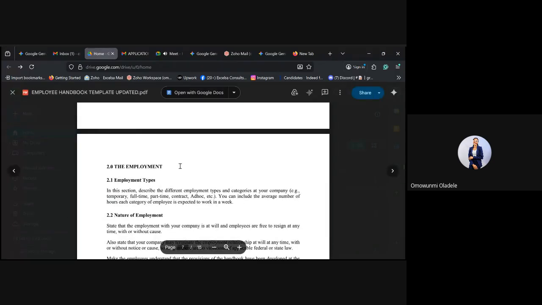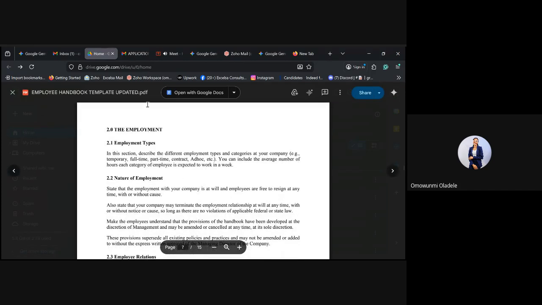Some people start with recruitment, because before an employee comes into the organization, you start with recruiting the employee. But this particular template is asking what types of employment you have within the organization. Some organizations have temporary staff, some have full-time staff, some have part-time staff, and some have contract or ad hoc staff. So you need to understand what is in your organization, and then put it there.